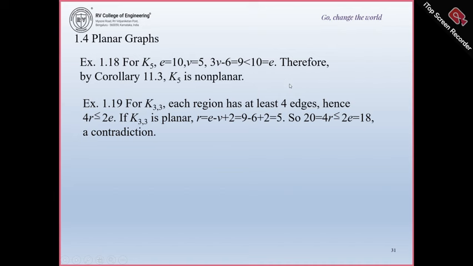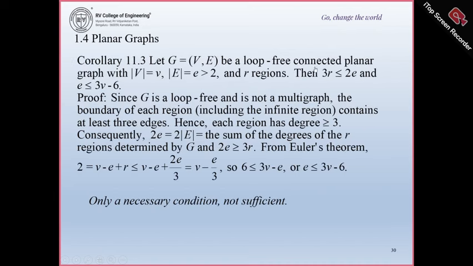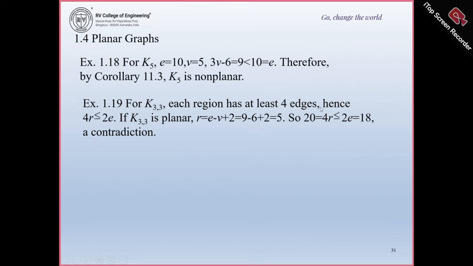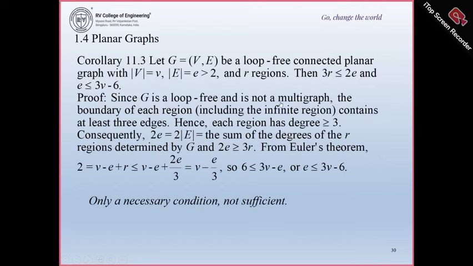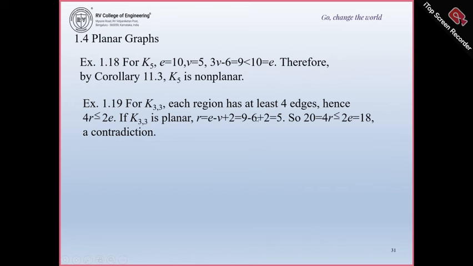These are the conditions to be satisfied by a planar graph. Now, if you are proving that a graph is non-planar, then you have to show that one of these two conditions is not satisfied. Now, how do we prove this for K5 and K33? For K5, this will not be satisfied. Whereas for K33, each region has at least 4 edges. Therefore, 4R should be less than or equal to 2E. If K33 is planar, then R has to be equal to 5. So 20 is equal to 4R, which should be less than or equal to 2E, which is equal to 18, which is a contradiction. Therefore, it is not a planar graph.